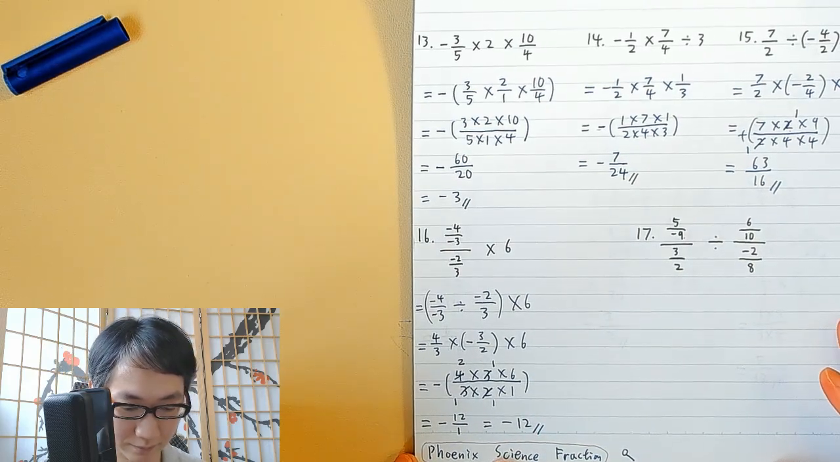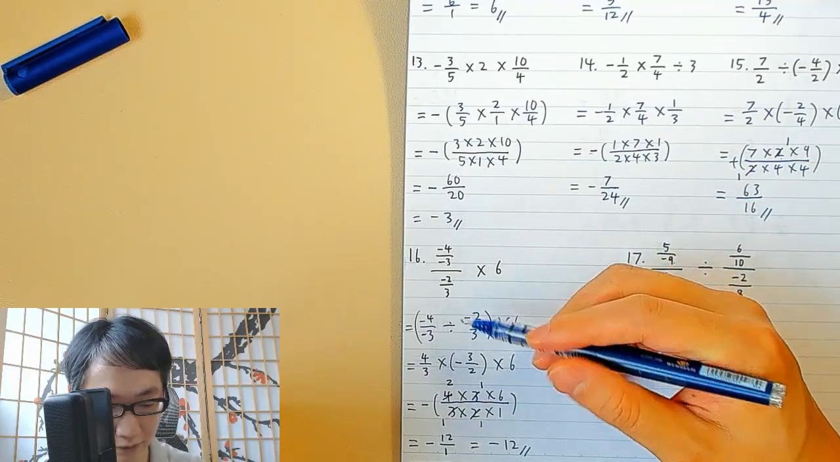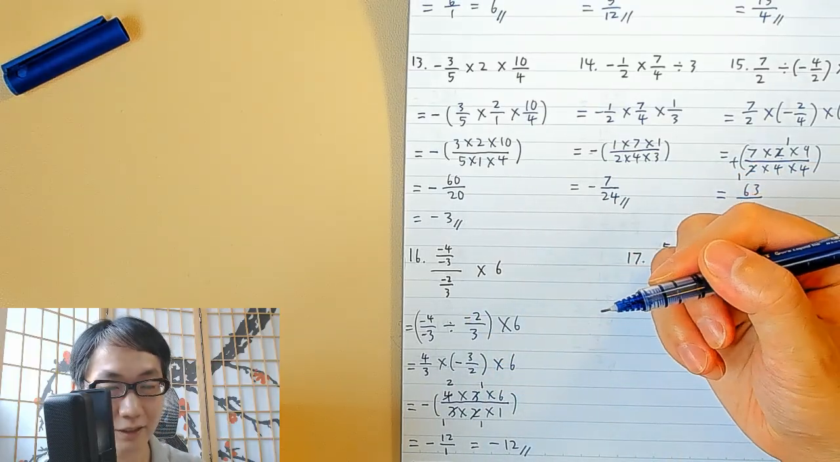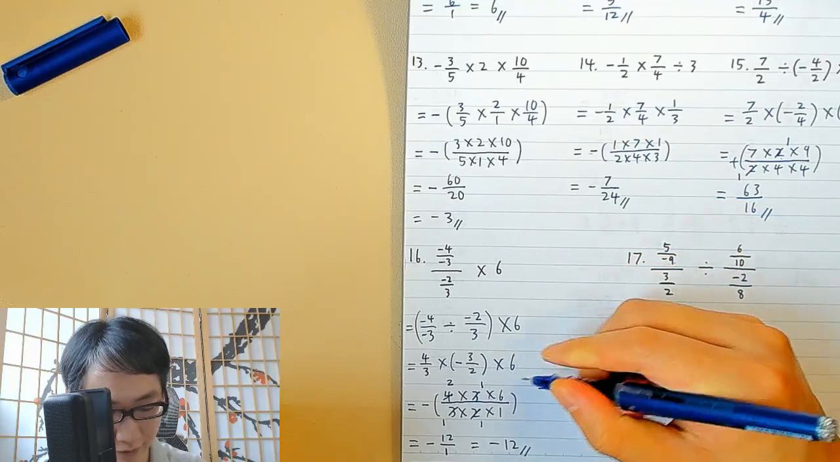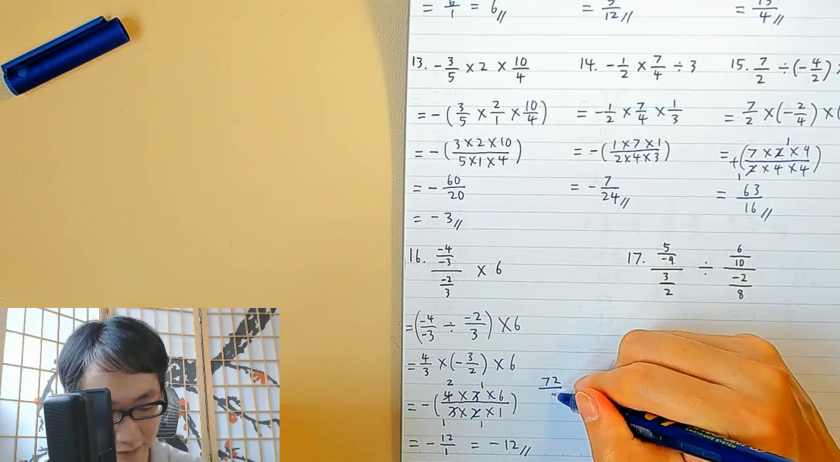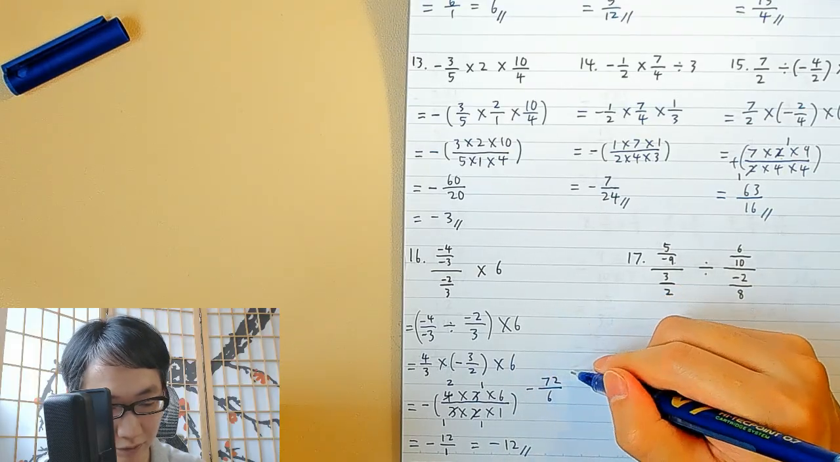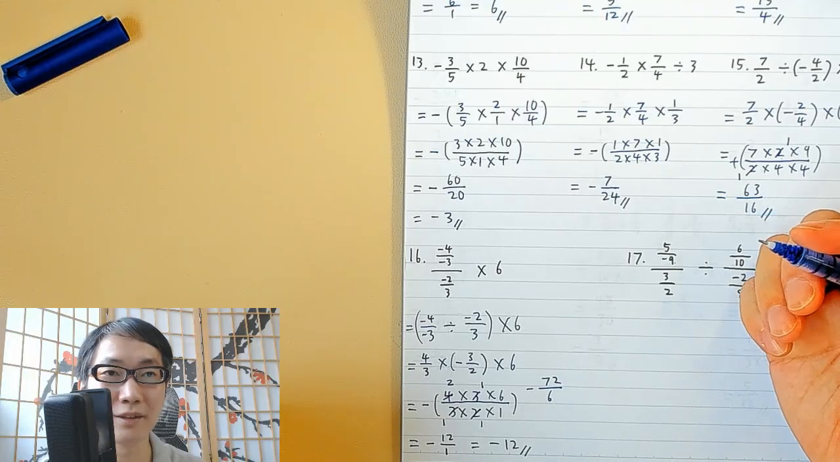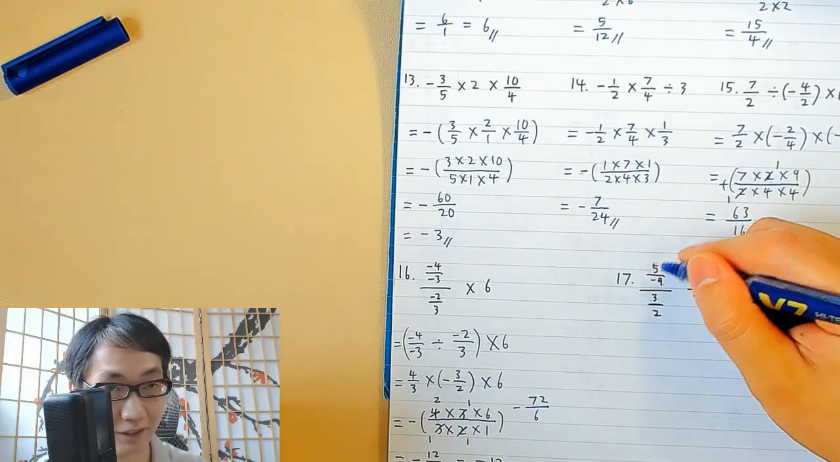Okay. Let's say if we don't do this, so we have 12 times 6, which will be 72, and over 3 times 2 is 6. We still get 12. 72 over 6 is 12. Okay. And number 17.